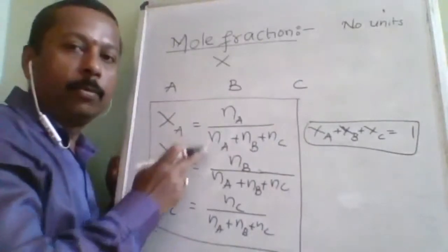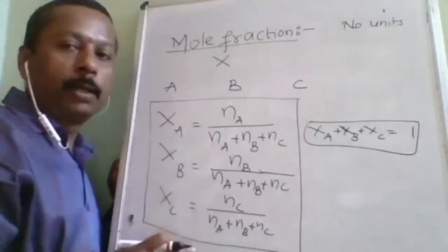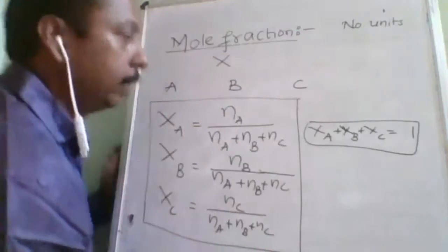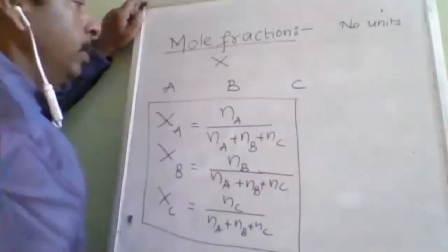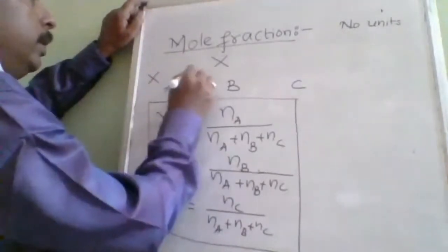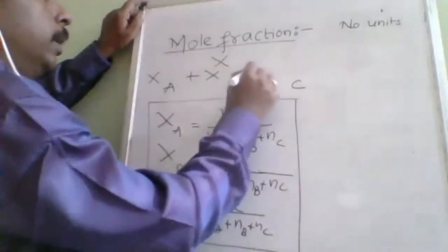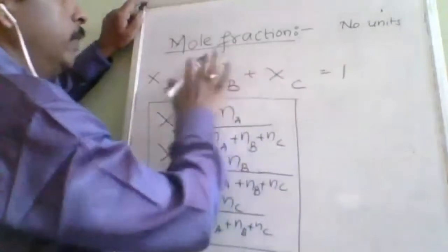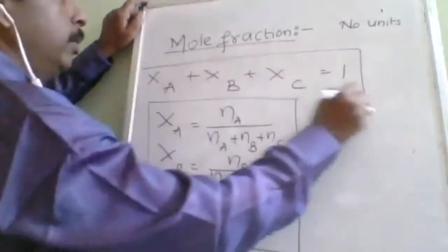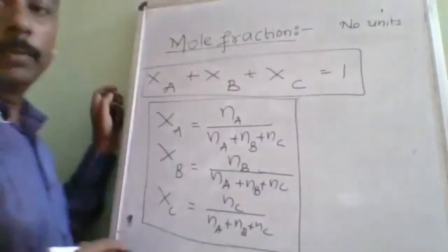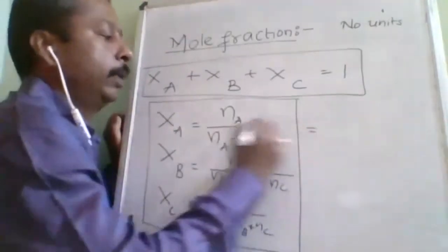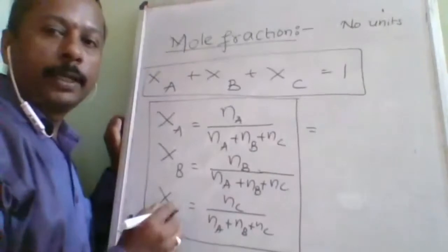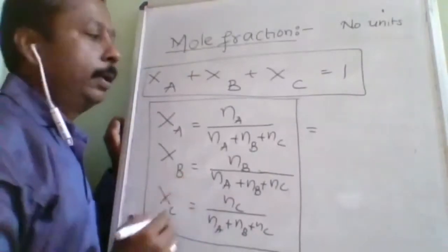Now, to make it more informative, this formula is to be used when the moles are given. Sometimes what they will give you, here I will write XA plus XB plus XC is equal to 1, so three components added together. Now, to make it more informative, in place of moles I can write mass upon molecular mass.